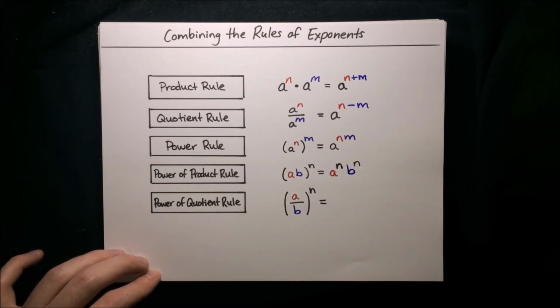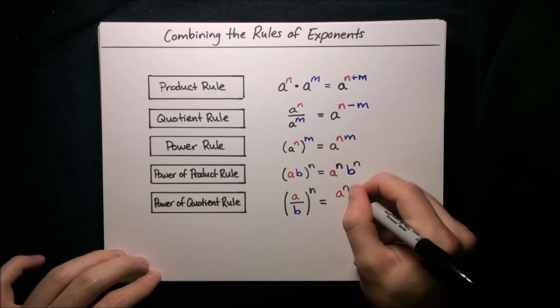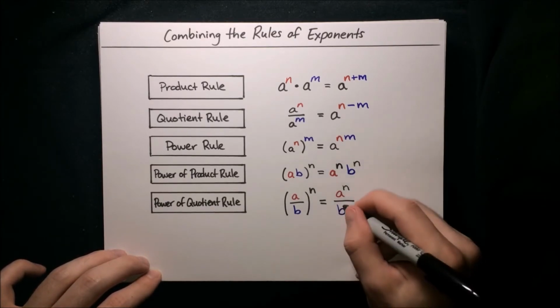The power of quotient rule proceeds very similarly. If we have this quotient a over b and we're raising that to the nth power, this is just a over b, that quotient times itself n times. Now, when we're multiplying fractions, we just multiply the numerator and denominator separately. So that means in the numerator, we're going to have n copies of a all being multiplied together. So I'll put an a to the n up there, and then that's divided by, on the denominator, n copies of b multiplied together. So then it's just b to the power of n.